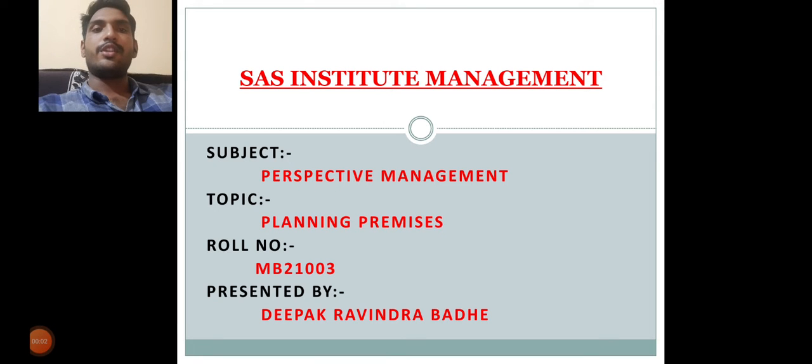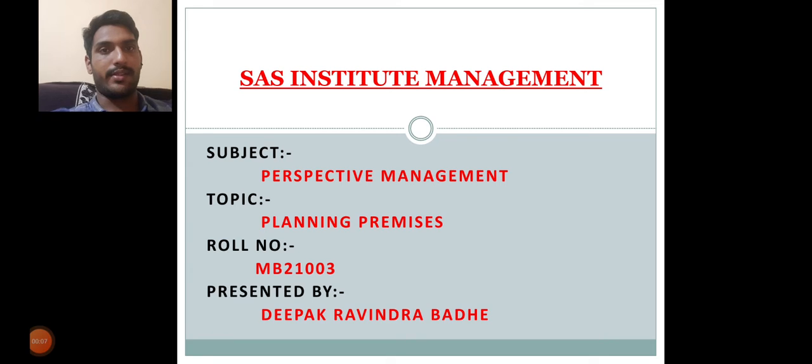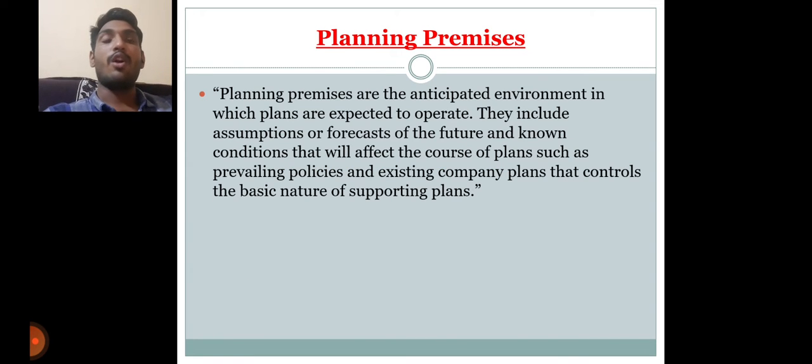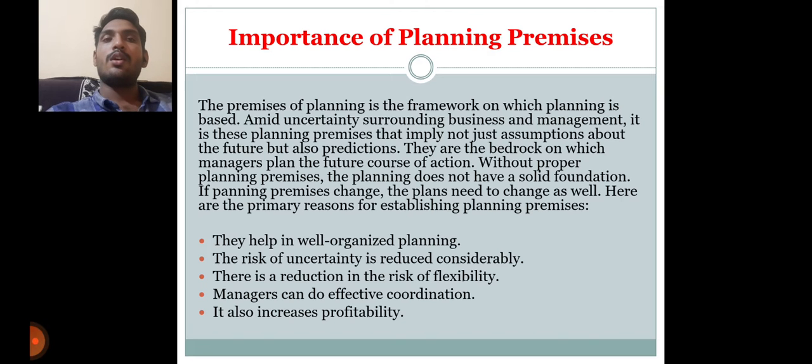Friends, today my subject is perspective management and the topic is planning premises. So first of all, what are planning premises? Planning premises are the anticipated environment in which plans are expected to operate. They include assumptions or forecasts of the future and known conditions that will affect the course of plans, such as the prevailing policies and existing company plans that control the basic nature of the supporting plans.